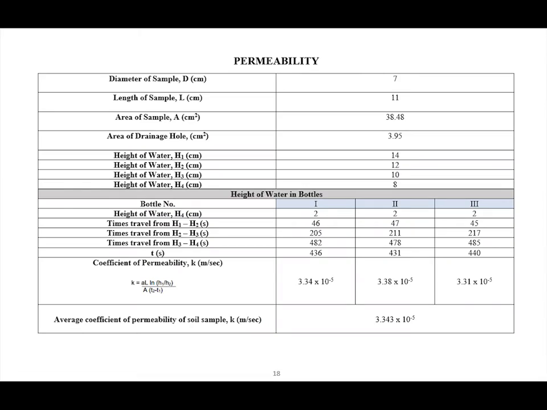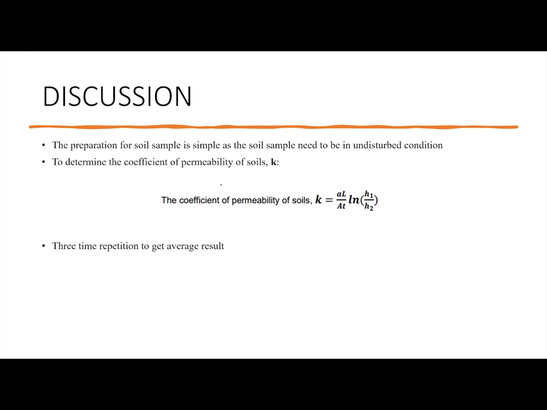For the permeability test data, we have the dimensions of the sample: the diameter, length and area. Then we have the heights of H1, H2, H3 and H4, and then we have the time intervals between H1 to H4, and lastly a simple calculation using a formula to get the coefficient of permeability and the average coefficient of permeability of the soil sample.